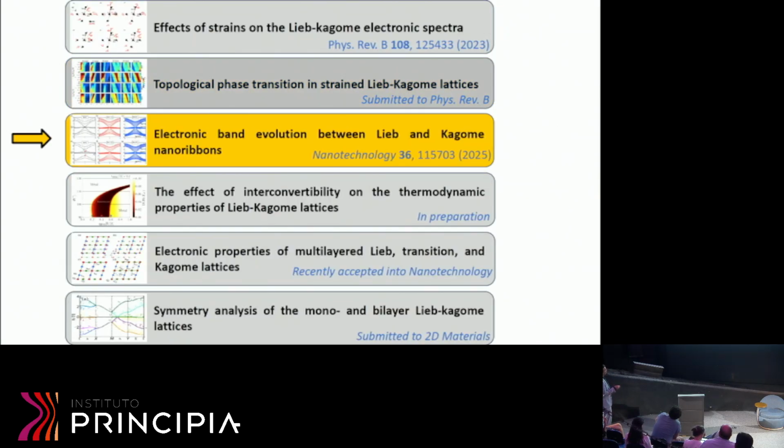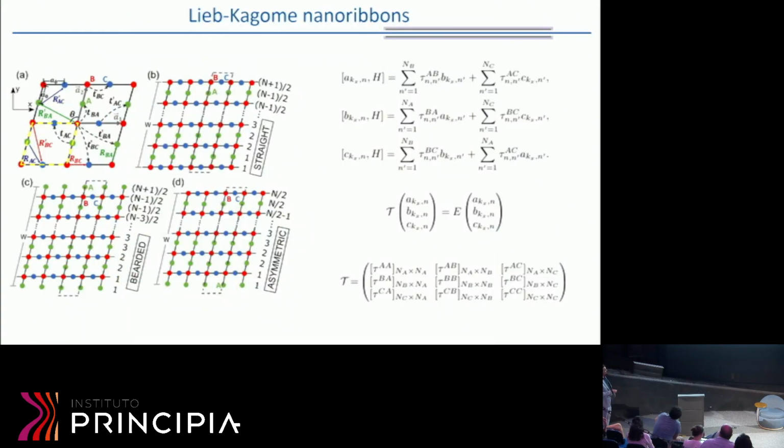So just a few words about this in 3 minutes. I promise that I discuss these 4 works. Since our motivation is the morphology, it's what happens between the Lieb and Kagome lattice. So we started to play with different systems. For instance, let's see nanoribbons, the edge effect. We treated different types of edge: straight, beard, and asymmetric.